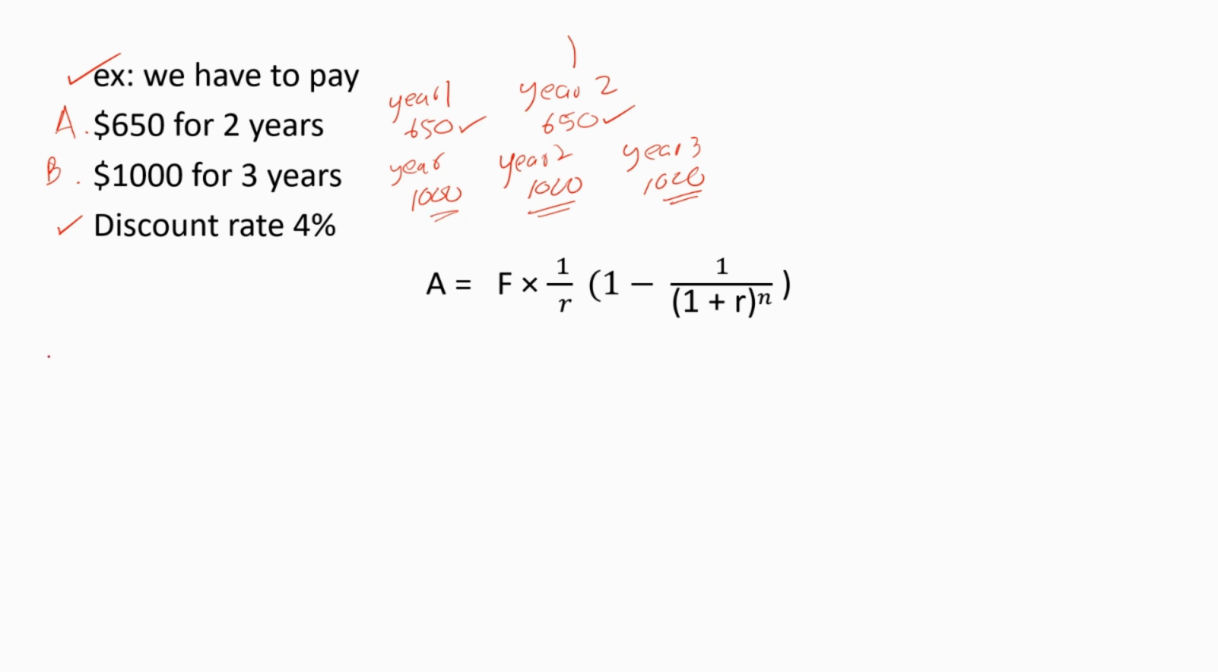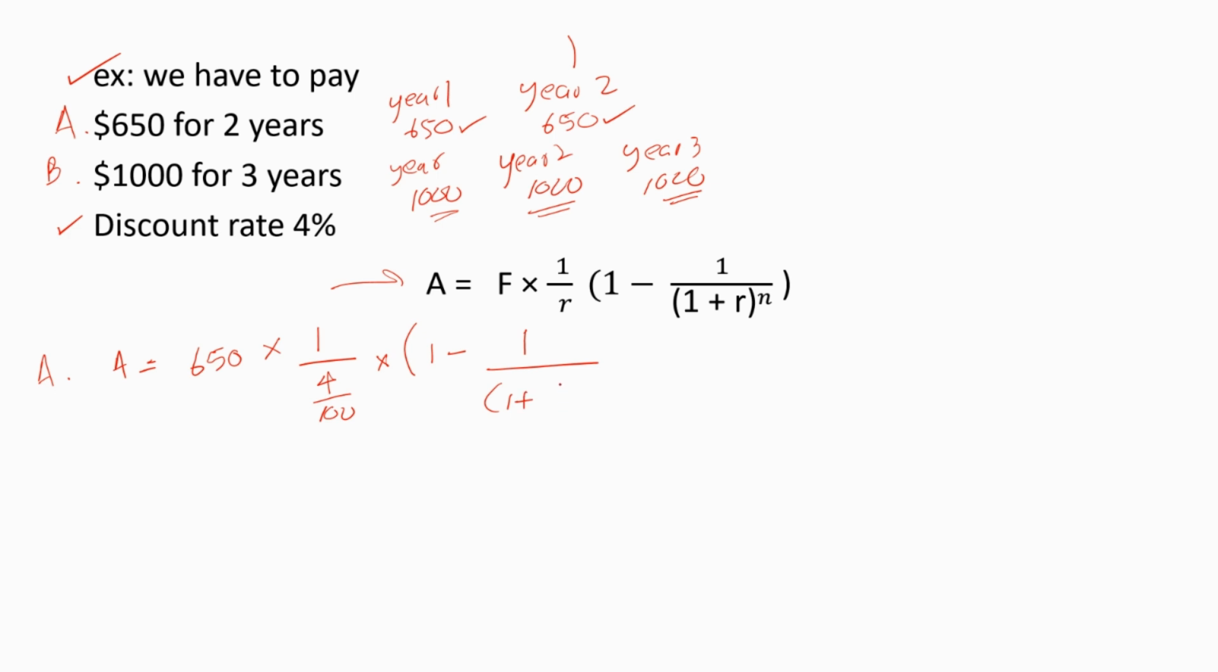Now let's calculate the annuity using the annuity formula. For option A, annuity equals F. F is the initial amount, 650, multiplied by 1 over R. R is 4. We have to convert this percentage into a decimal. So 4 over 100 multiplied by 1 minus 1 over 1 plus R.